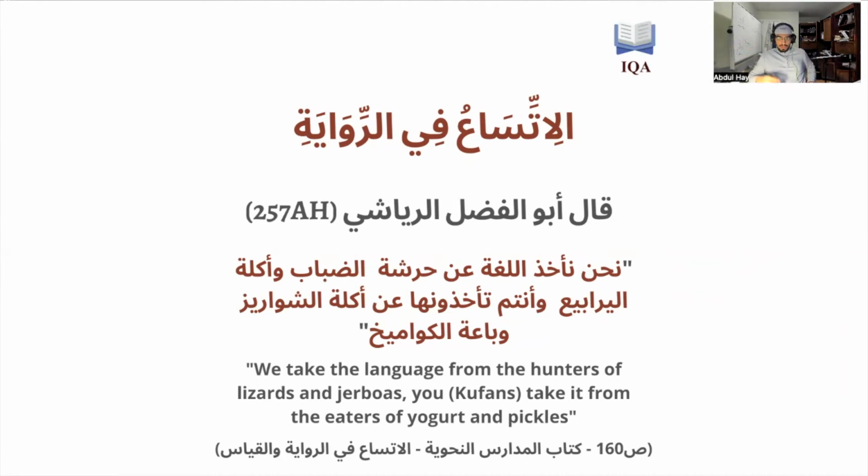You, Kufans, the people of Kufa, take it from the eaters of yogurt and pickles. What does this mean? Abu Fadl al-Riyashi was pretty much saying, when we take our language, we take it from the tribes that live in the desert, the tribes that haven't mixed with non-Arabs, the tribes that still eat the lizards and the gerbois, the things that the Arabs who were really living in the desert would eat, right? So the tribes that are still very much close to their natural culture and their natural way of life, and they haven't mixed with the non-Arabs, with the Persians and with the Romans and so on and so forth.